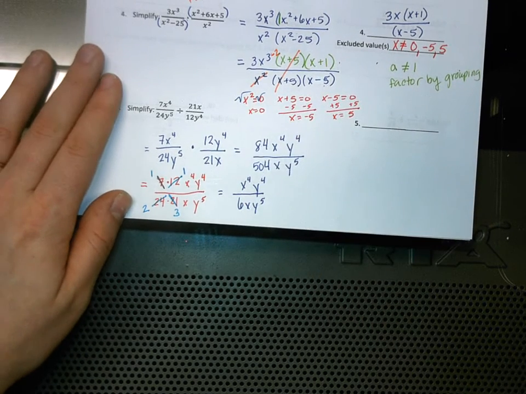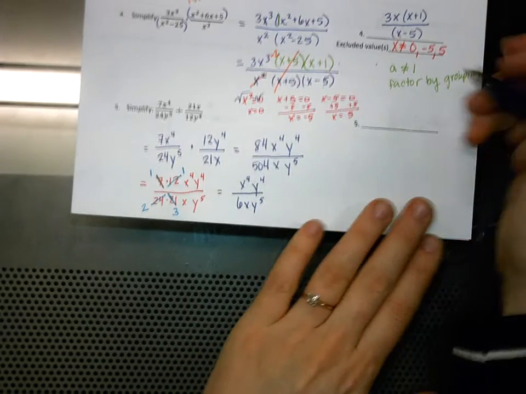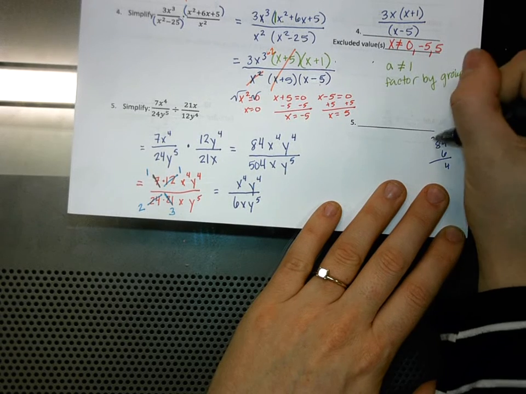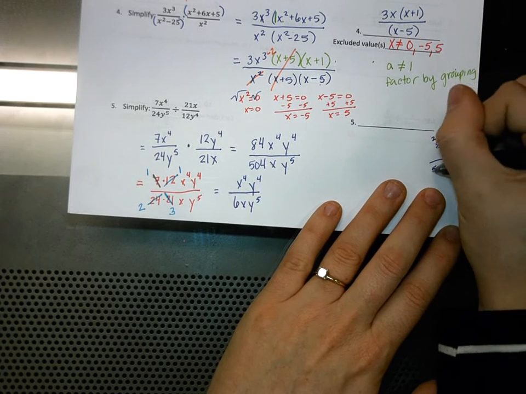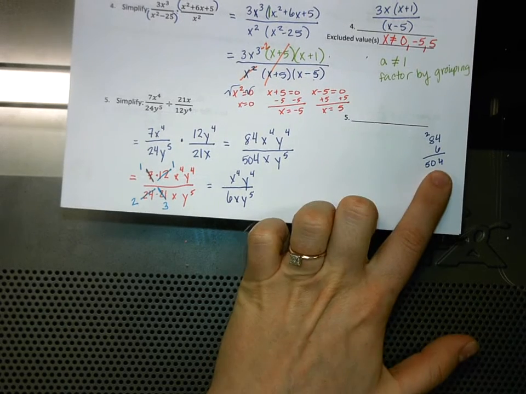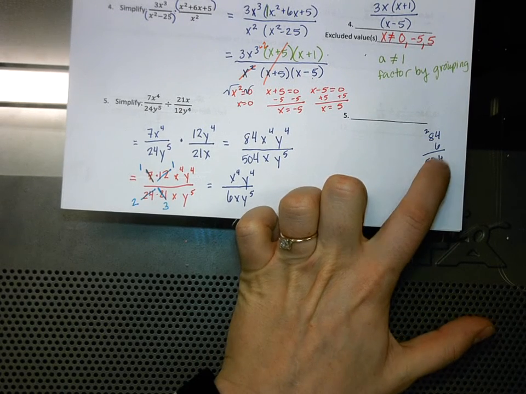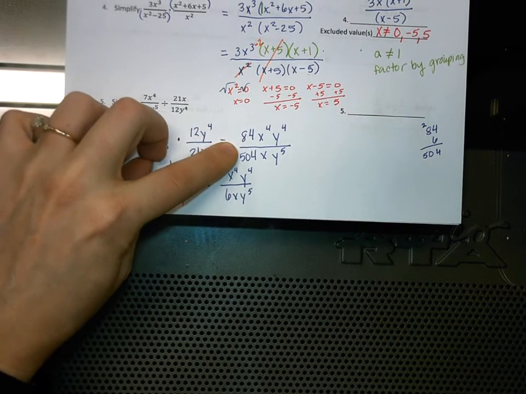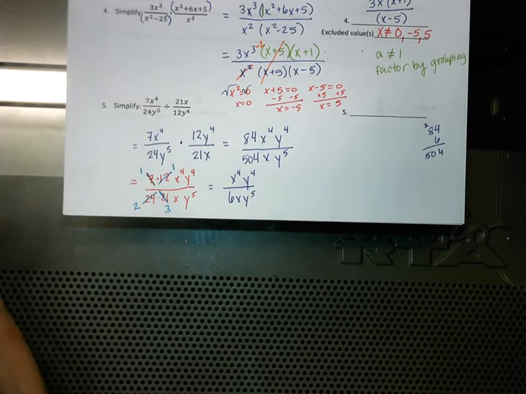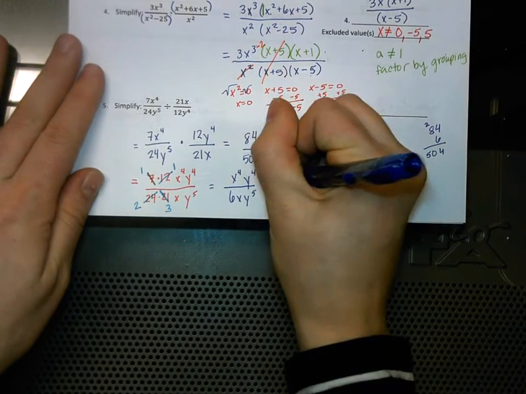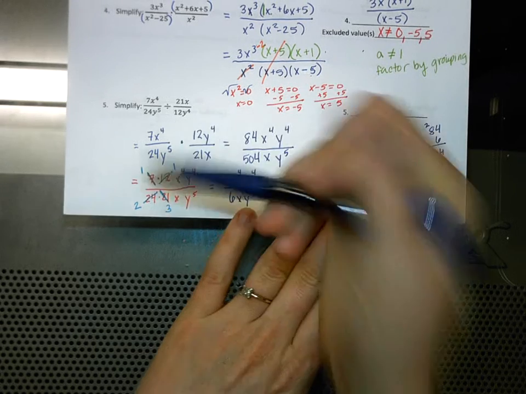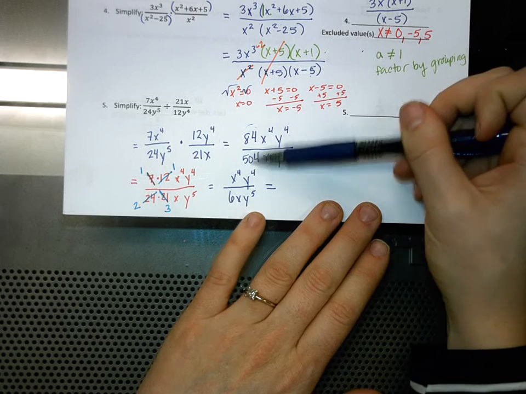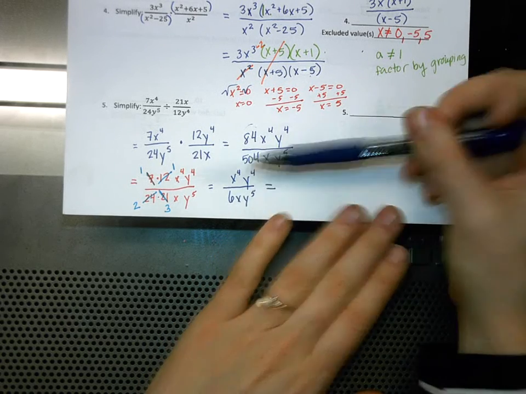So 1 over 6. Let me check that. 84 times 6 gives me 24, 48 plus 2 is 50, so 504. So 84 times 6 gives me 504, which means if I divide both of these by 84, I'll get 1 over 6, just like I got here. So you can always check it if you're not sure. Or you can just divide 84 and 504 by the same numbers until you get as small as you can.